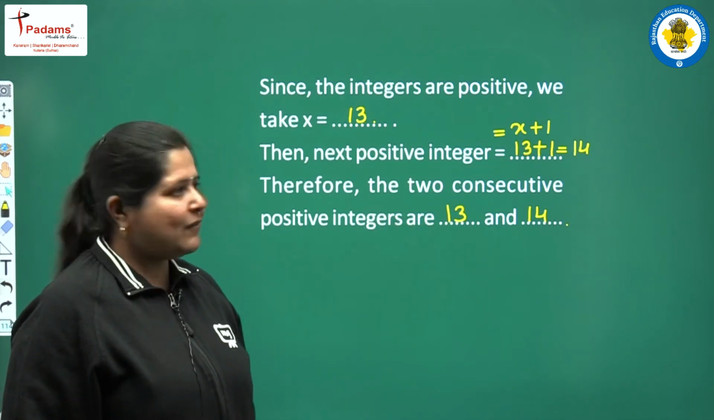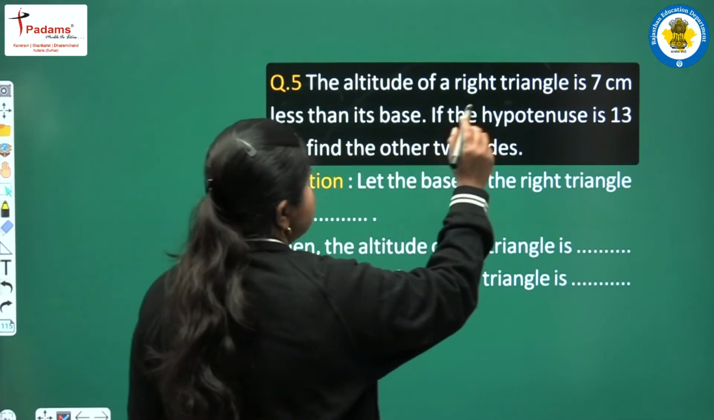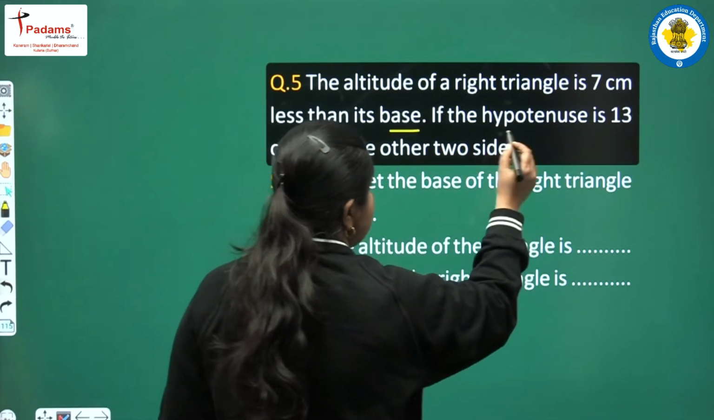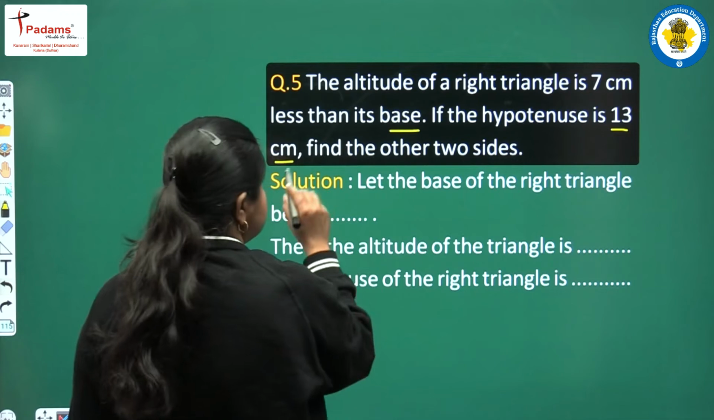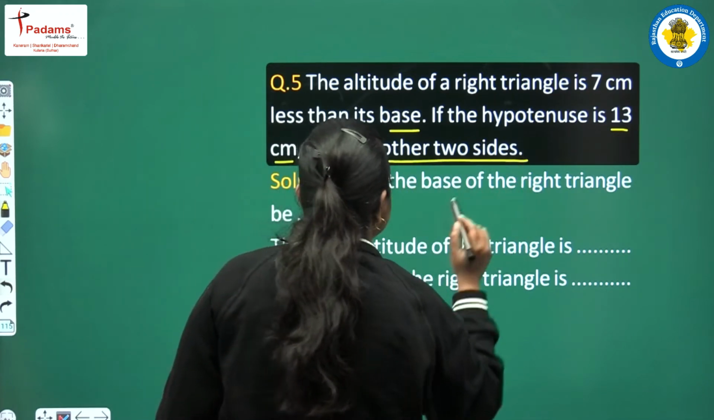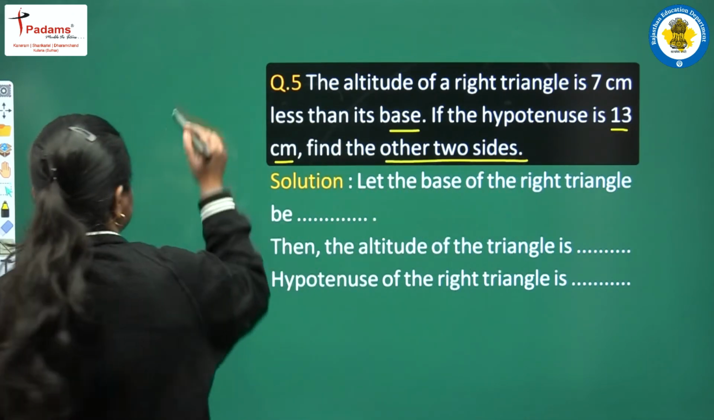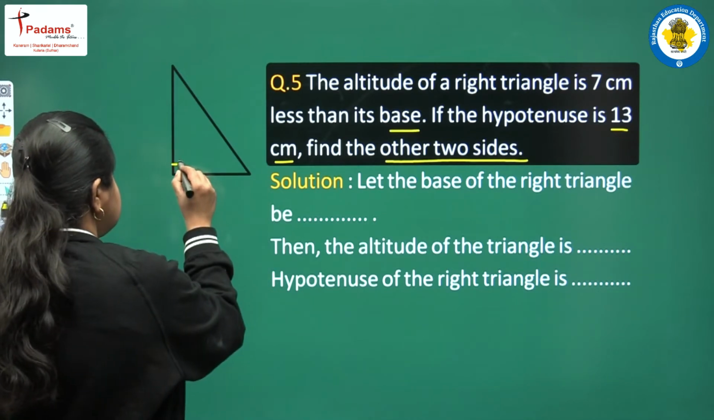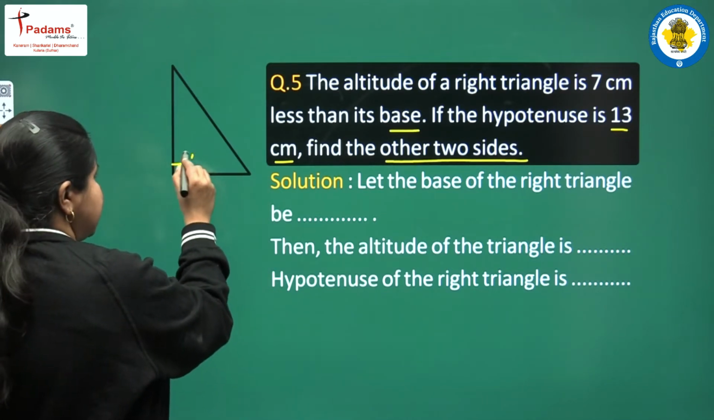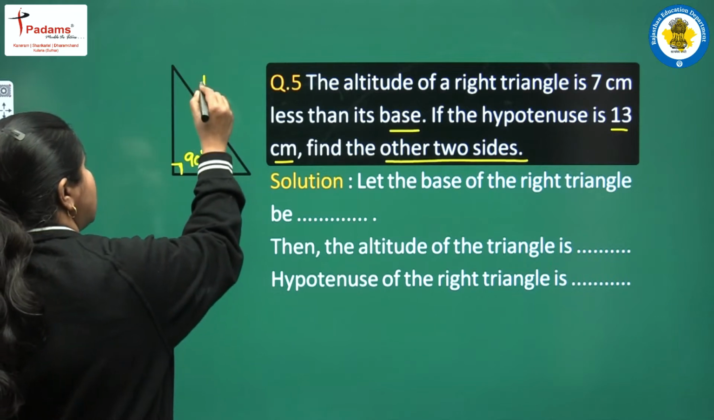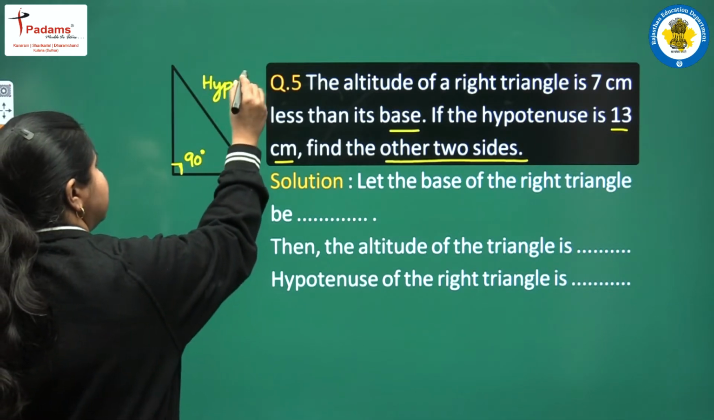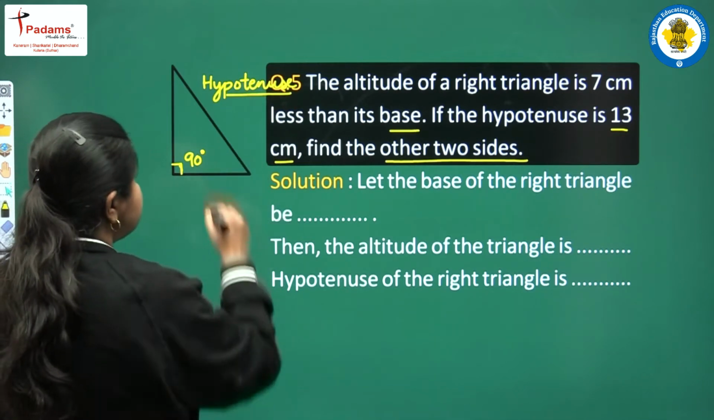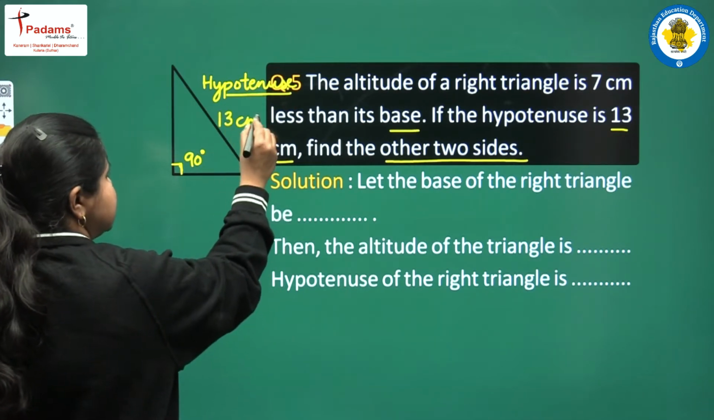Okay, next we have one more part. The altitude of a right triangle is 7 centimeters less than its base. If the hypotenuse is 13 centimeters, find the other two sides. Now here we are talking about a right triangle, and you must know that the side opposite to this right angle, 90-degree angle, this is called the hypotenuse. Okay, and this has been given equal to 13 centimeters.